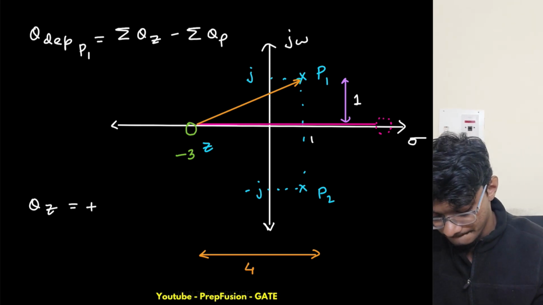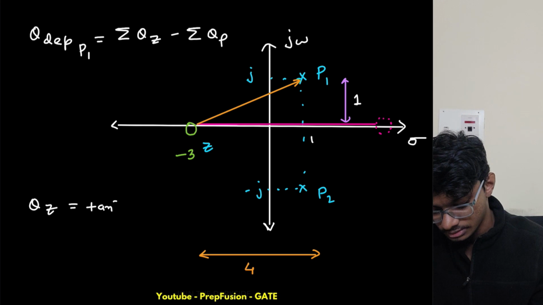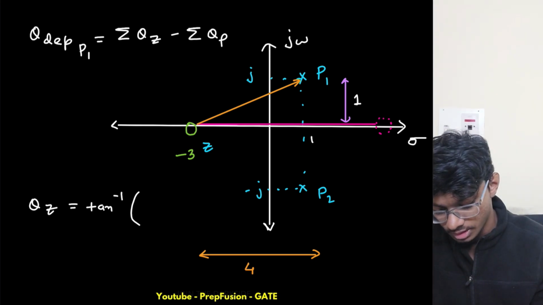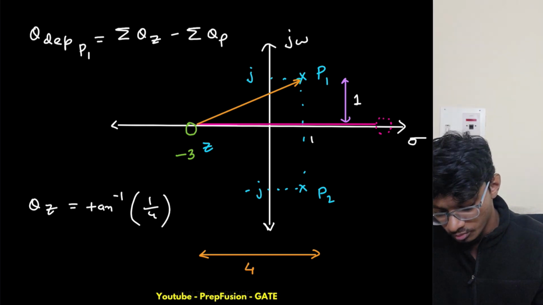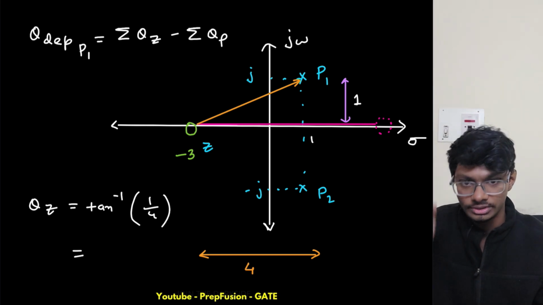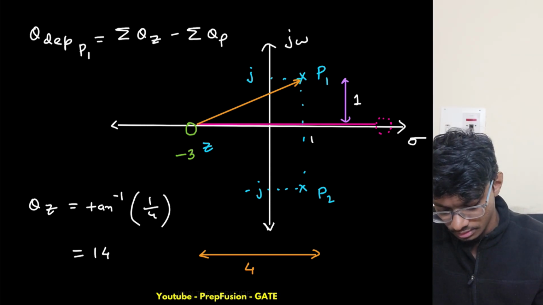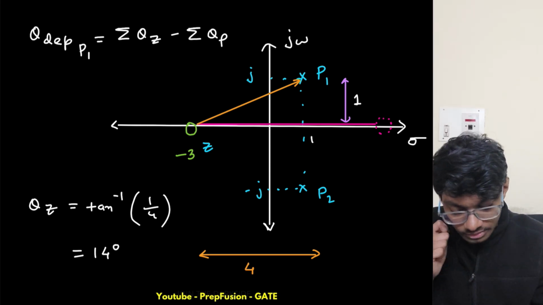So it is tan inverse of y upon x. Y is 1 upon 4, and I hope you remember, as I've written it down, that it comes out to be something like 14 degrees. So yeah, this comes out to be this.